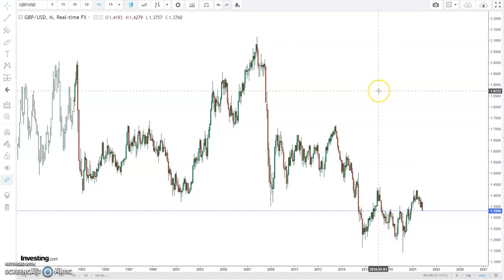So if you think of the alphabet, Q, R, S, T, U, V. So R comes before S. So R on top, S is at the bottom. That's how I remember resistance is on top, support is at the bottom. So basically I'm going to draw up the resistance and support.